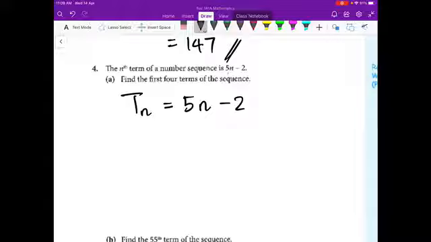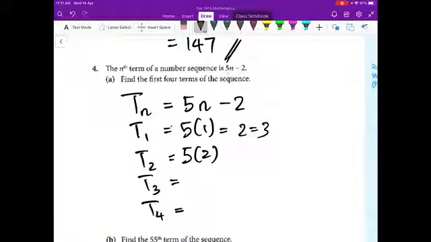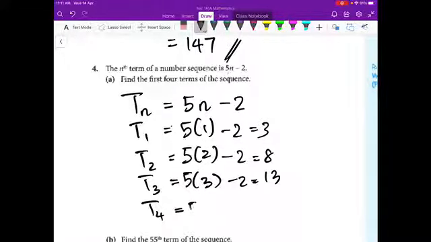So we want the first 4 terms. Right now, T1. What is T1? Okay, fill in the blanks yourself. What is T2? T3? T4? They want all of them. Okay, please do this now. So term number 1, change the n to become 1. Term number 2, change the n to become 2. Minus 2. Then minus 2. 8. 5 times 3 minus 2, 15 minus 2 is 13. 5 times 4 minus 2, 18.